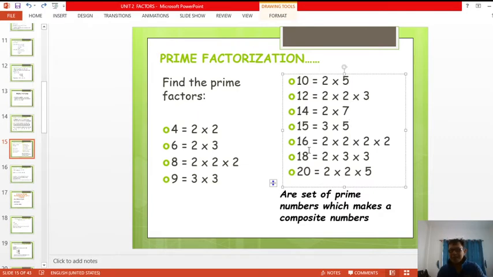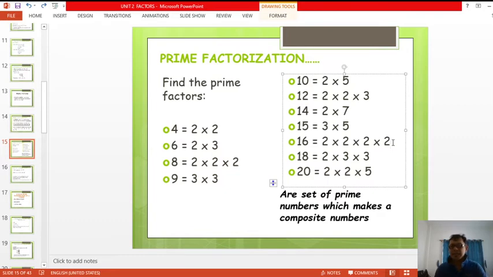So, how about 16? Oh, 16. Yes, that is the correct answer. The prime factorization of 16 is 2 times 2 is 4, right? Times 2 is 8. And times 2 is what? 16. 8 times 2 is 16. Then you might be thinking, how about 4 times 4, teacher? No, 4 times 4. Again, 4 is not a prime factor.